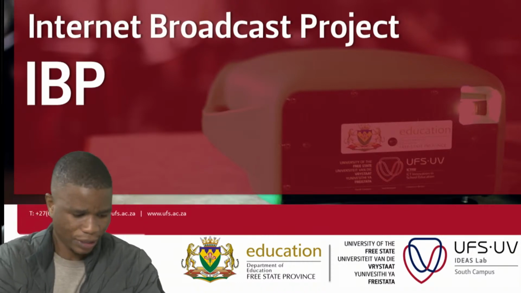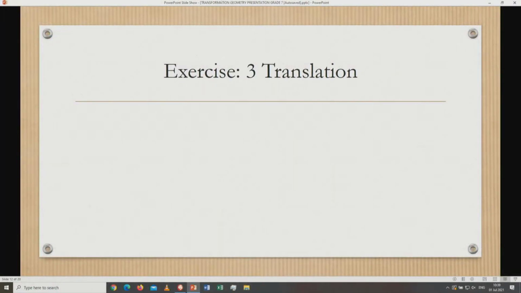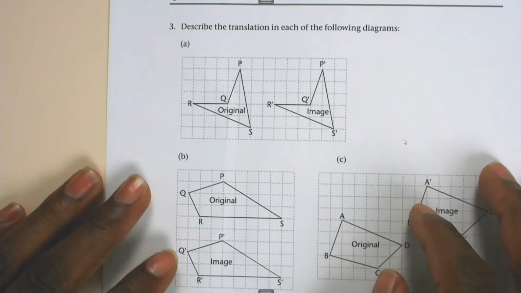Right. Now let us move on. We are done with exercise number 2. Let us move to the last exercise of translation. In this one, the instruction says to us, guys, describe the translation in each of the following diagrams. Describe the translation, guys. Now, let us look at the diagrams. These are the diagrams.